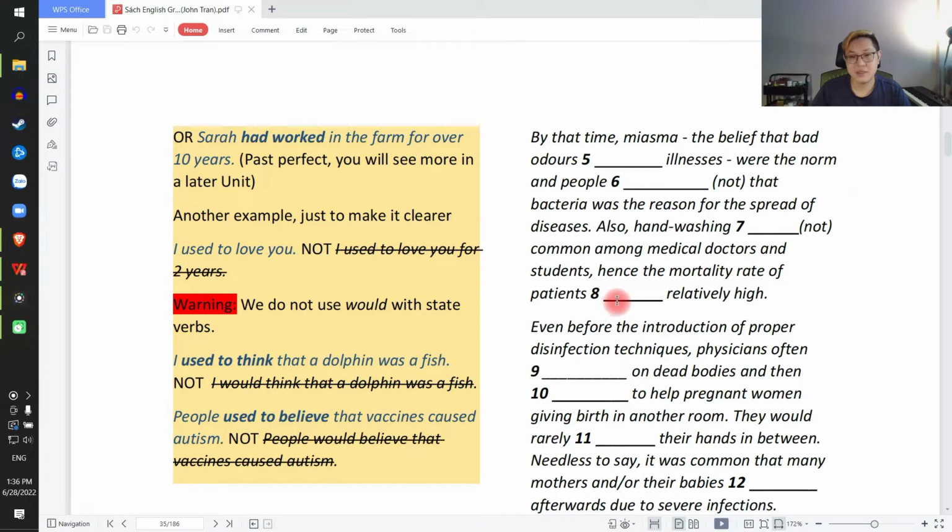Cái chỗ này là was tại vì cái the mortality rate of patients, tỷ lệ tử của bệnh nhân, thì cái tỷ lệ tử nó mới là chữ quan trọng nhất trong đây. Mà tỷ lệ tử đó là số ít, cho nên là chia là was relatively high. Ngoài ra thì cái chuyện rửa tay á, nó cũng đã không có common, nó đã không có thông thường ở những cái người bác sĩ y khoa và những cái người sinh viên. Vì thế là cái tỷ lệ tử của những bệnh nhân, tỷ lệ chết của những bệnh nhân á, nó đã tương đối là cao.